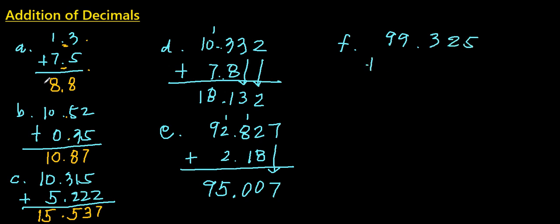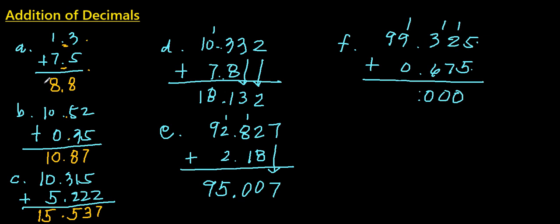Another example, let's have 99.325 plus 0.675. Okay, so 5 plus 5 is 10. Carry 1. 1 plus 2 plus 7 is also 10. Carry 1. 1 plus 3 plus 6 is also 10. Carry 1. Copy the decimal point. 1 plus 9 is also 10. And carry 1. 1 plus 9 is also 10. So the final answer is 100.